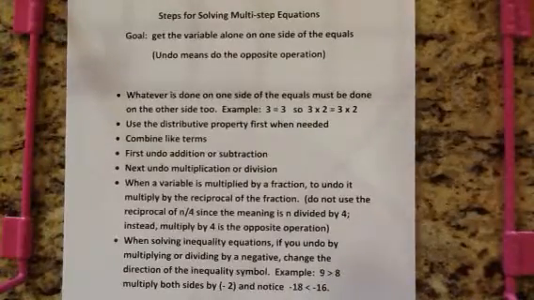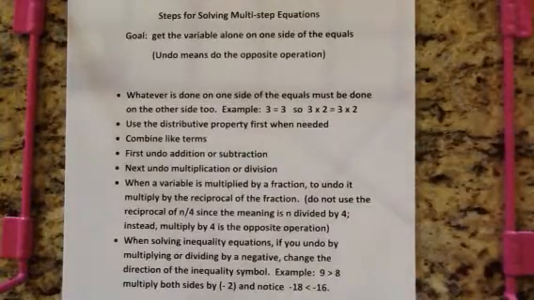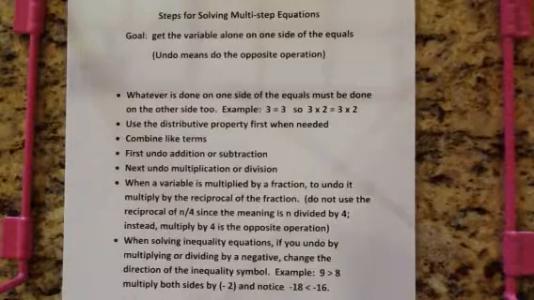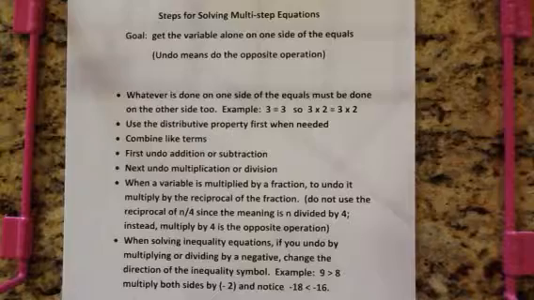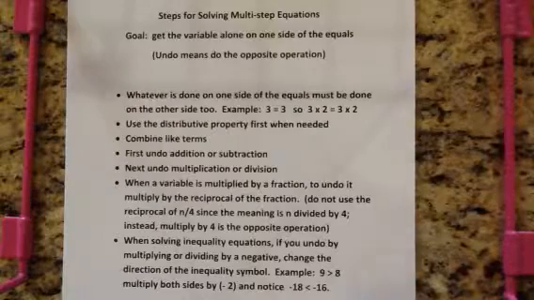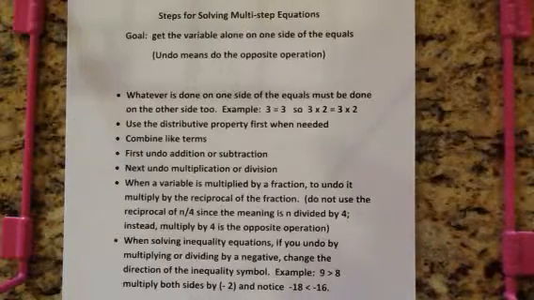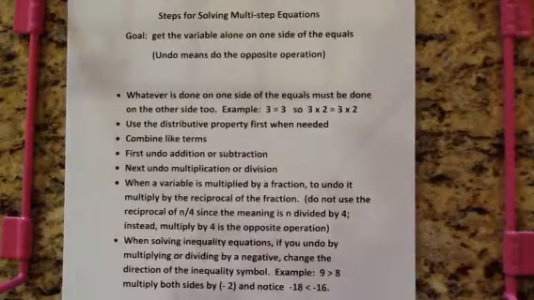Okay, today we're looking at steps for solving multi-step equations. And what I've done is develop some guidelines for what to do first and then next and so on. So let's look at those guidelines. First of all, your goal in solving an equation is to get the variable alone on one side of the equals. And you do that so that you know what that variable equals.